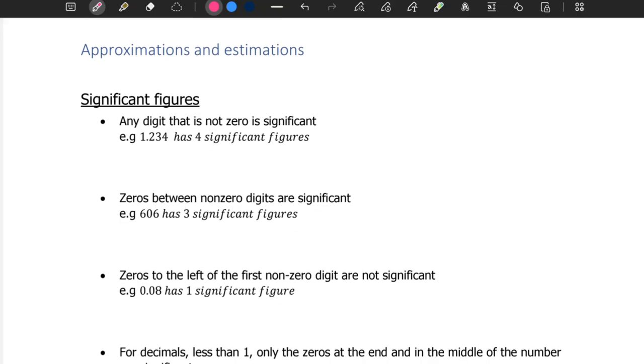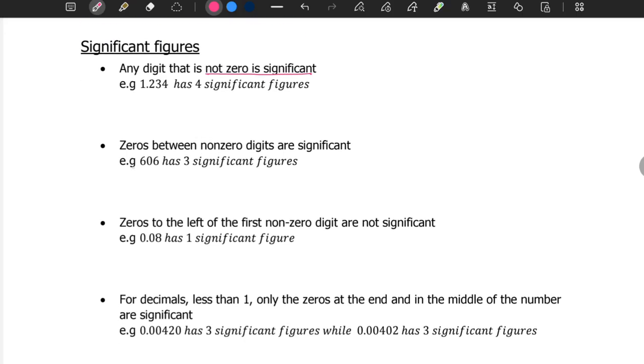So for approximations and estimations, the first part, which deals with significant figures, there are certain rules that help guide whether you can round up or round down when you are asked to put a certain number to a specific number of significant figures. So any digit that is not 0 is significant. For example, here we have 1.234. That has 4 significant figures because we don't have a 0.